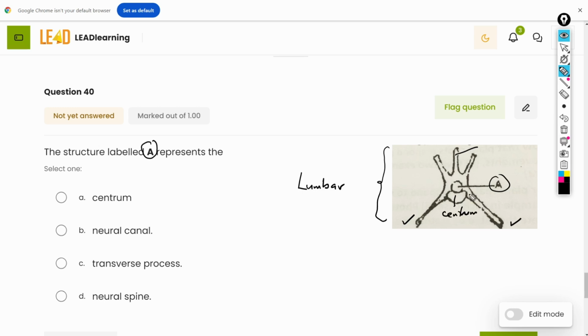Now, this structure labeled A is characteristic of all the vertebrae. This is to enable the spinal cord to pass through. So the structure labeled A is called the neural canal or the spinal canal. So our answer here is option B, which is one of the names for it, either the neural canal or the spinal canal.